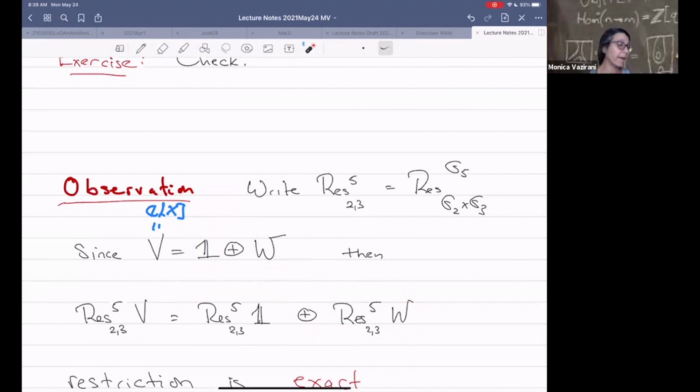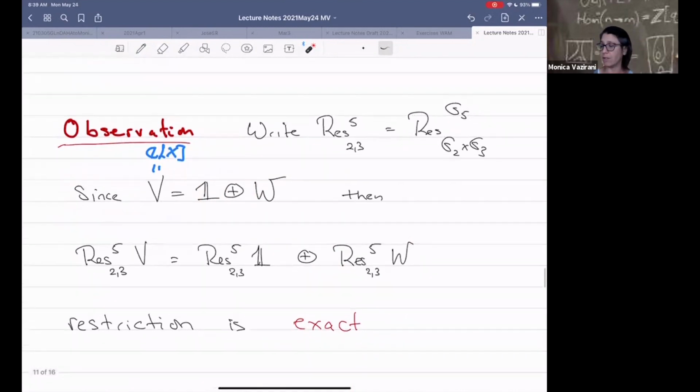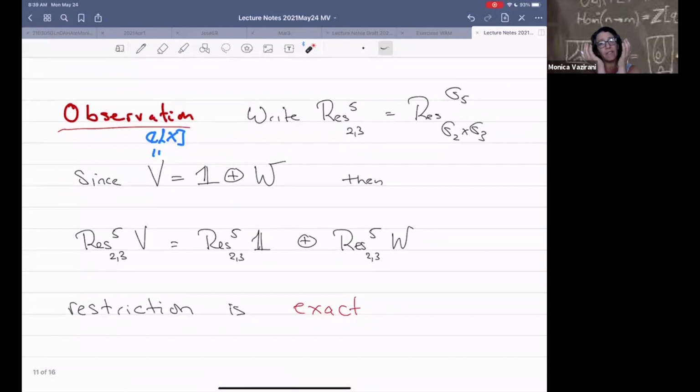Okay, and part of why that works is because restriction is what we call an exact functor. In other words, if I have an invariant subspace and it's invariant for all of S5, how could it not also be invariant for a subgroup? If all of S5 keeps it fixed, so does S2 cross S3. So invariant subspaces are still invariant subspaces, even if you restrict the group or the algebra that's acting. And therefore, a direct sum decomposition also gets preserved.